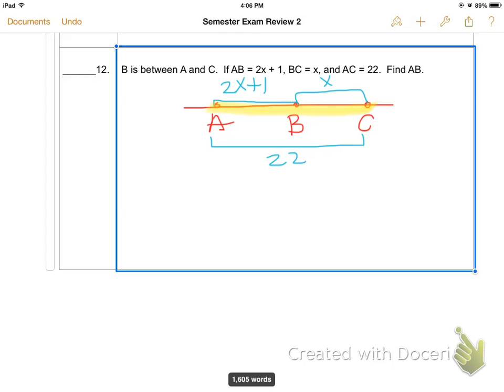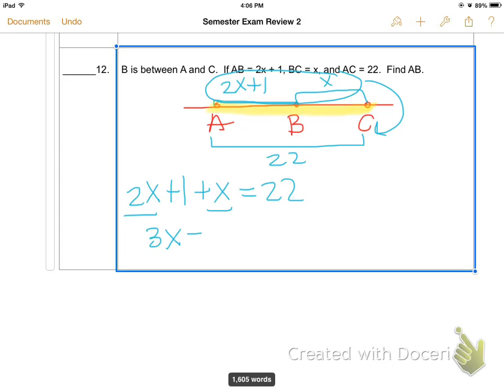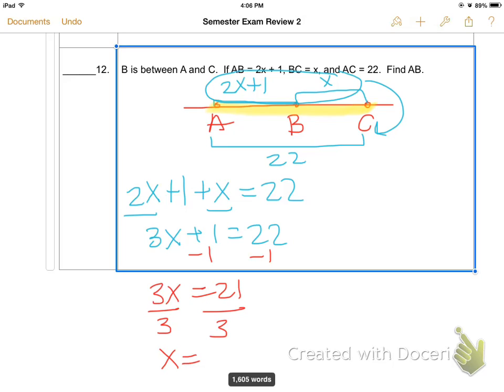So that means that if I add these together, it's also going to equal 22. So that's what I'm going to do. I'm going to add those two together: 2x plus 1 plus x is going to equal 22. Since I have these two x's on the same side of my equal sign, I just get to combine them. So 2x plus x is 3x, plus 1 equals 22. This 1 I can subtract from both sides. Now I have 3x equals 21. Divide off my 3, and x equals 7.